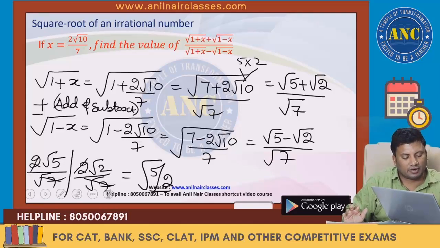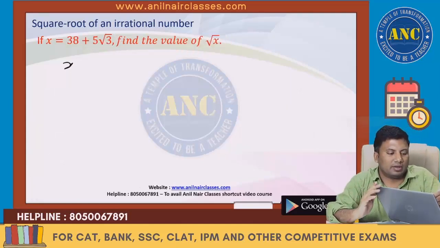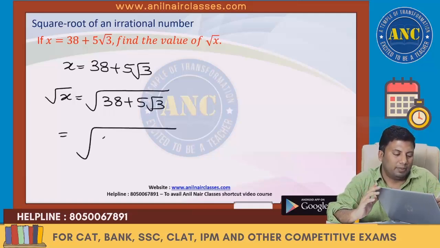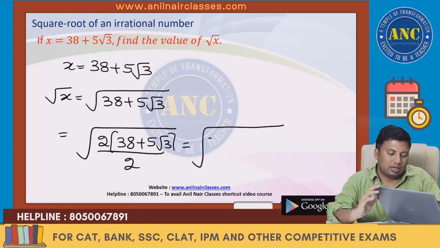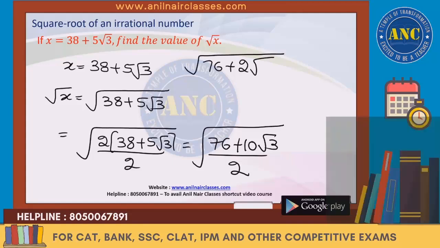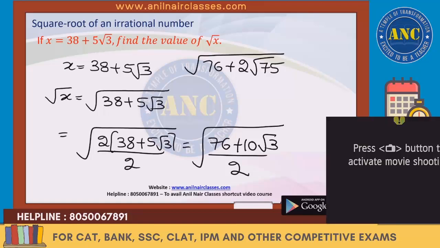Idea clear? Next one. x is nothing but 38 + 5√3. I want √x. It is nothing but √(38 + 5√3). The expression should be of the form 2ab. Multiply with 2: 2 into (38 + 5√3) divided by 2. This is nothing but (76 + 10√3)/2. 76 + 2 × 5√3; if the 5 goes inside the root, 25 into 3, 75 this will become.